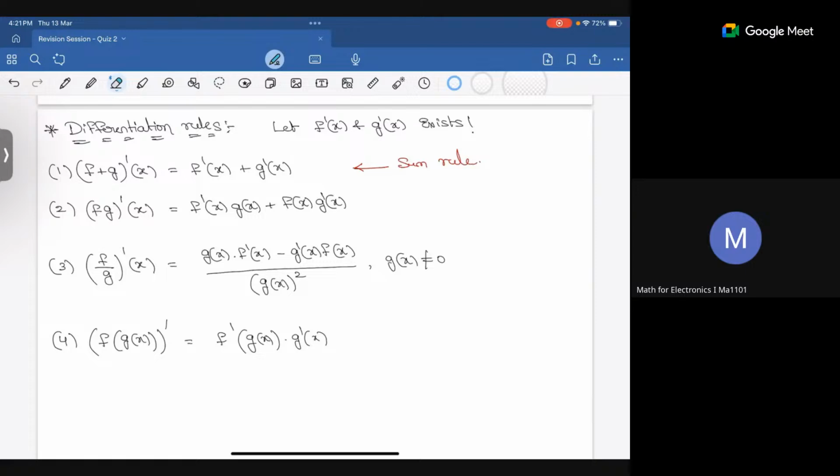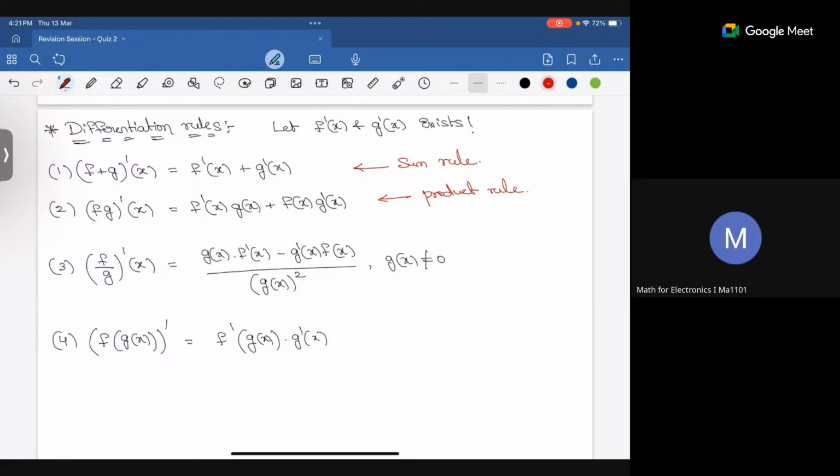That's it. And the second thing is the product rule, which says when I consider the derivative of the product of these two functions, fg, it will be f'(x), you take the derivative of the first function, multiply it with the second function, add it to, take the first function and multiply it by the derivative of the second function, right? So that is the product rule.